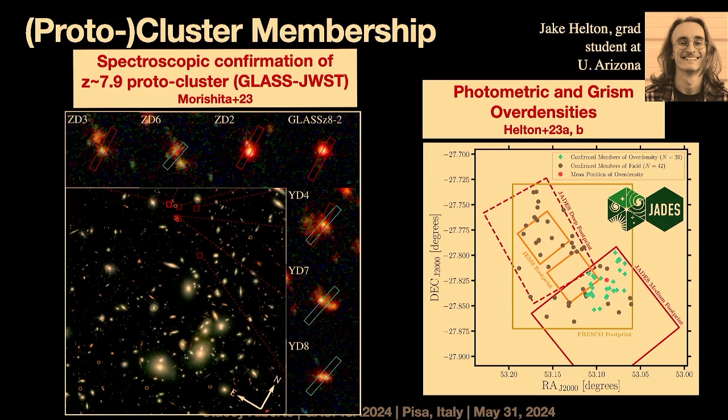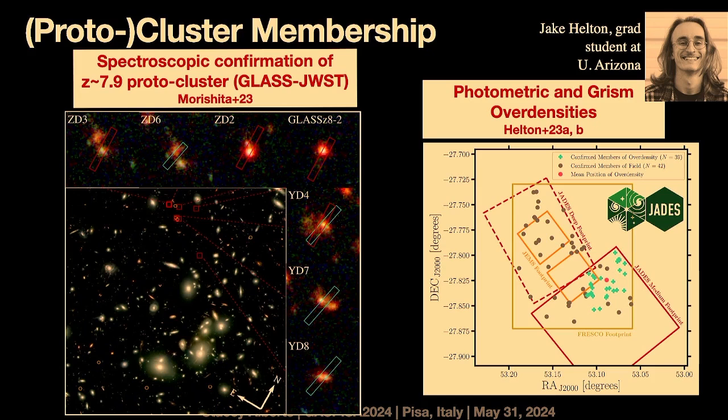Okay, so starting with cluster membership or protocluster membership, we saw this plot already. This is a protocluster at redshift about 8, identified by the GLASS team with NIRSpec spectroscopy. The NIRSpec multiplexing can be really nice if you have a target sample that's high density. So you can get this kind of thing.